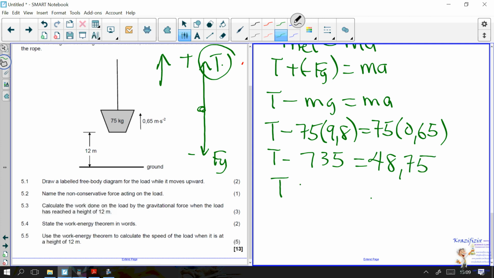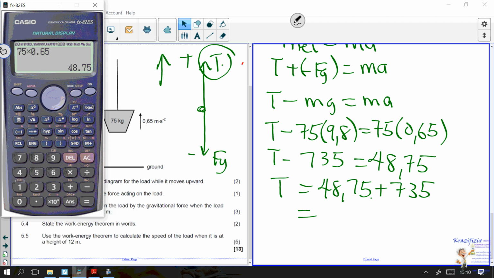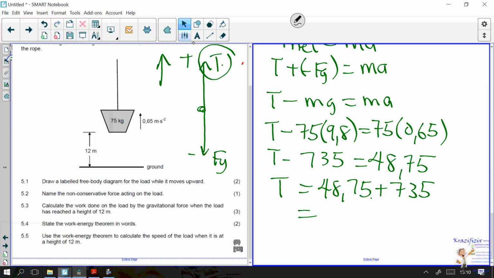48,75. What is T therefore? 48,75 plus 735. All right, 735. What are we going to have? Plus 735. We are going to have 783,75. Tension. 783, what? 75 newtons.